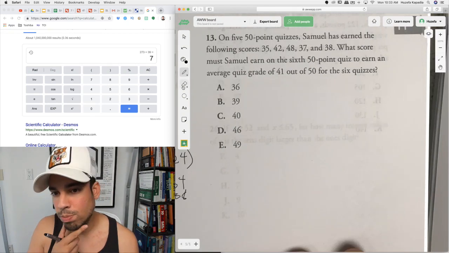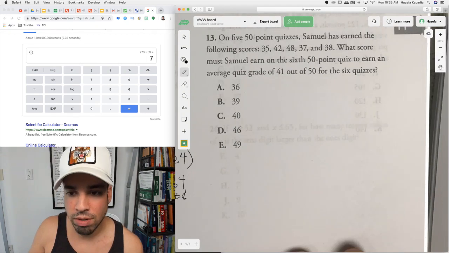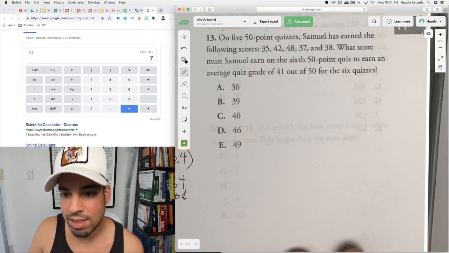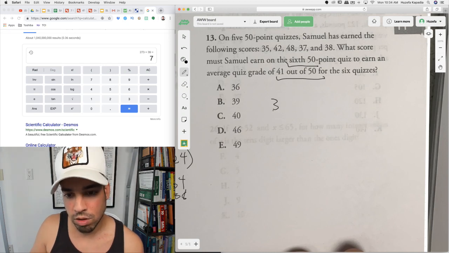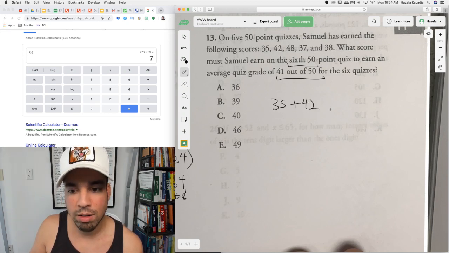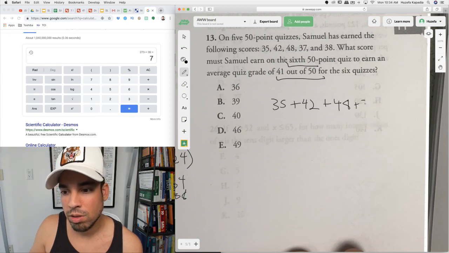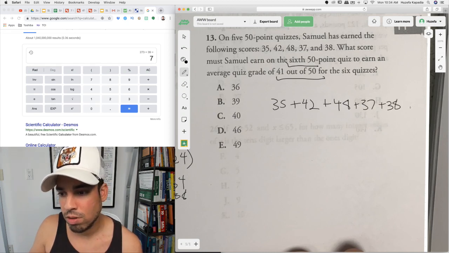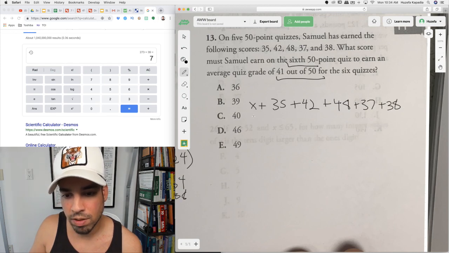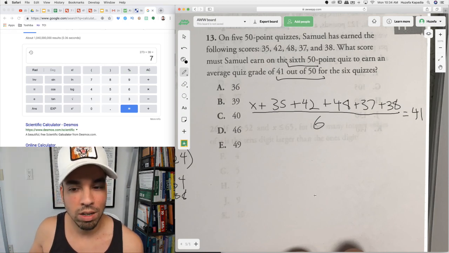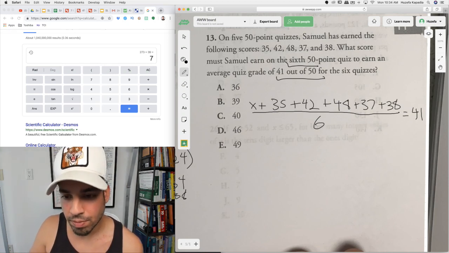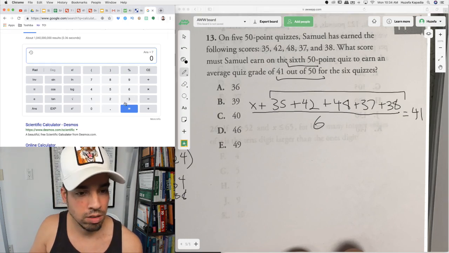Number 13. On 50-point quizzes, Samuel earned the following scores: 35, 42, 48, 37, 38. What score must he get on the 6th one to earn an average of 41 out of 50? All right, check this out. Same deal with the mean equation. Add them up: 35 plus 42 plus 48 plus 37 plus 38, plus some x, that's our 6th score. Then we divide by 6, and we want an average of 41. It doesn't matter that it's out of 50. We don't have to calculate a percentage or anything. Keep it simple.